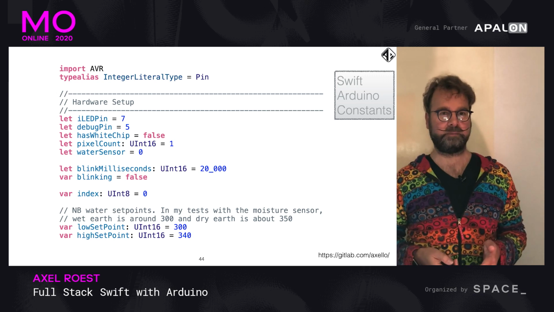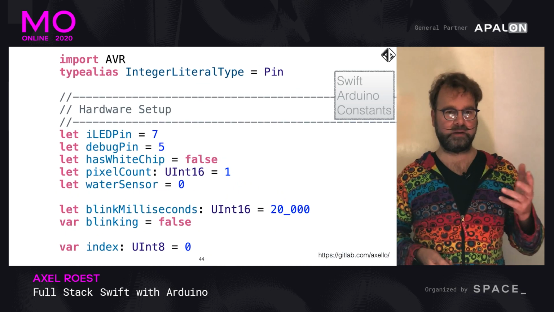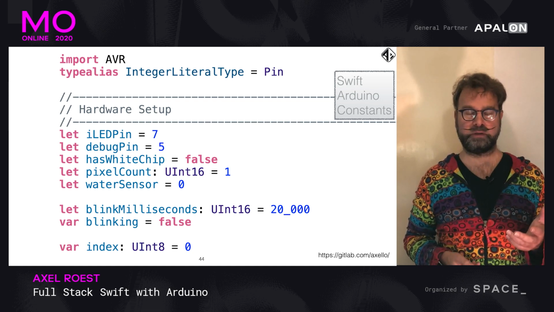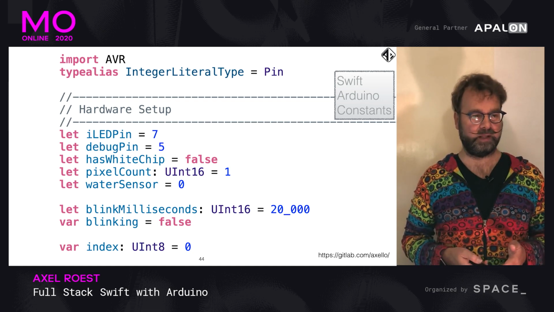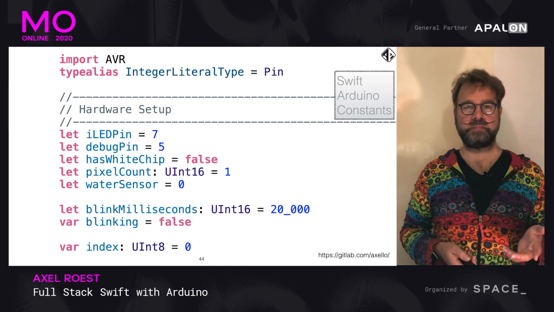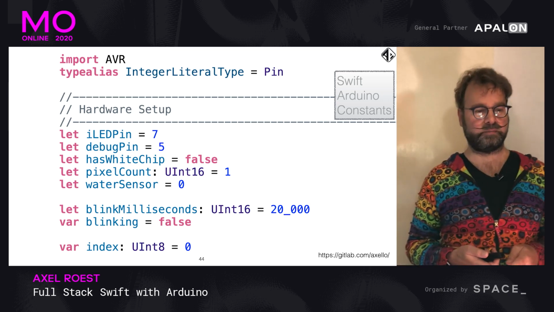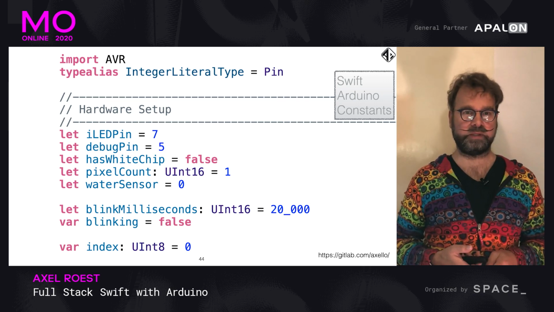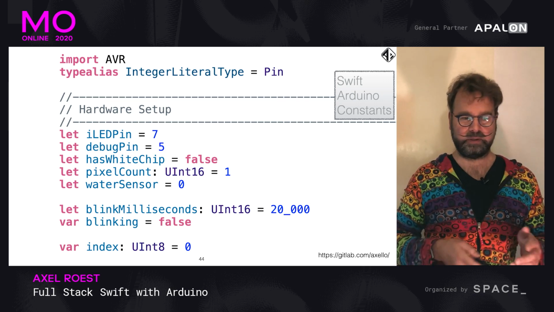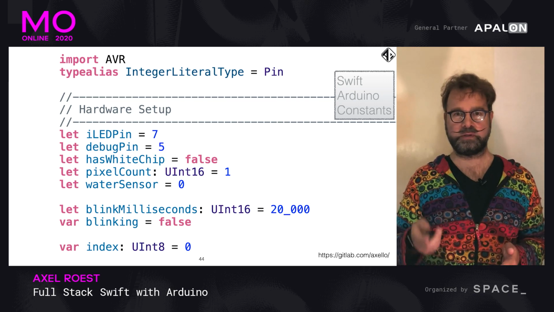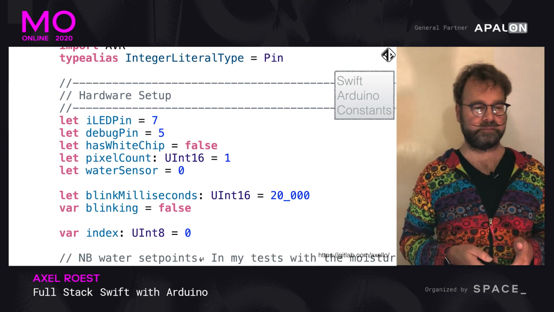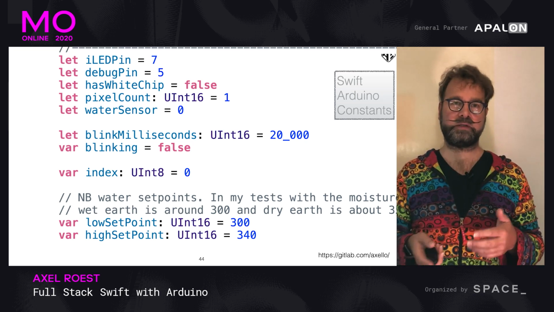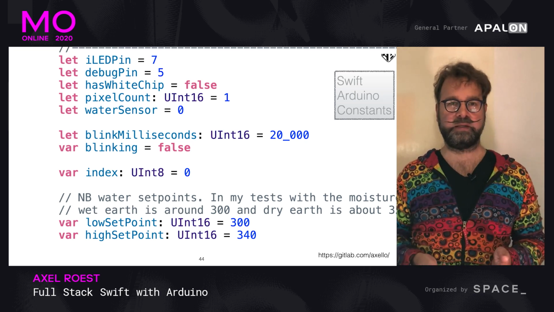So what does it look like? At the top we import AVR. This is the AVR library for the Atmega processor. And we define some pins. So we said, the LED is on pin 7, and we have a debug pin which we use, and the sensor is on pin 0. And we define some constants for how we want to blink LEDs. And then we set a low and a high set point, so when there is enough water and when the plant needs some watering.